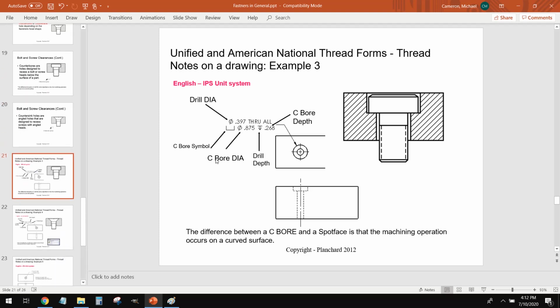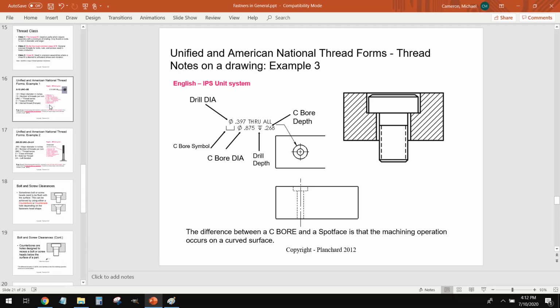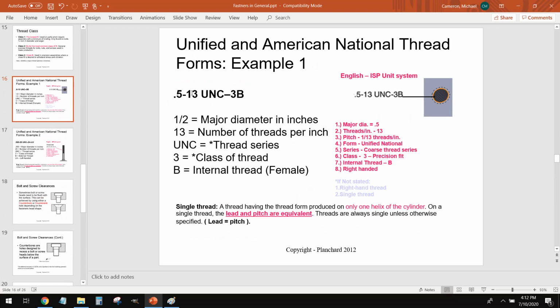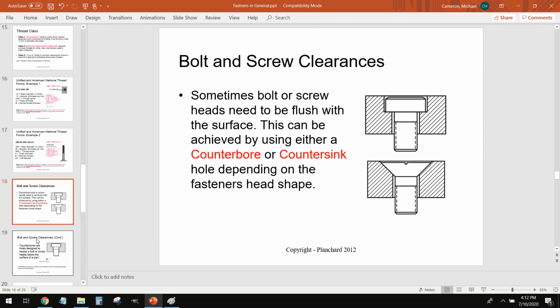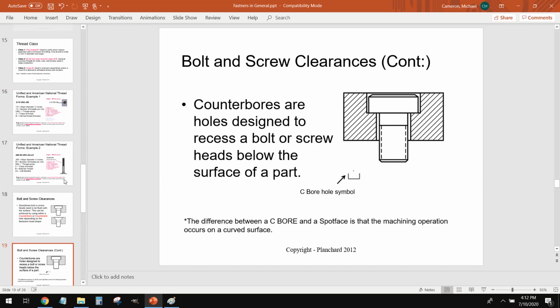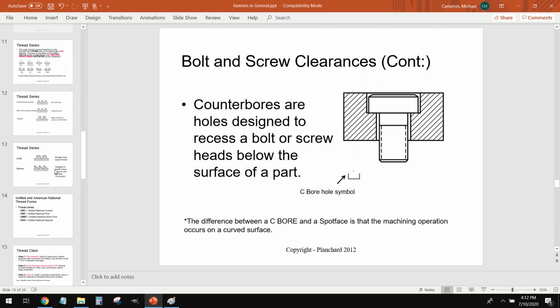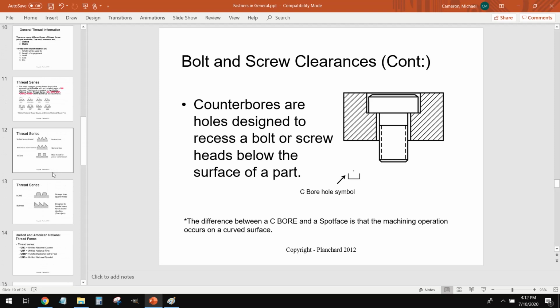So we've covered threading, major diameter, threads per inch, thread type, fit, male, female, and we've covered screw heads. So in our next video, we're going to talk about how we implement this in SolidWorks.